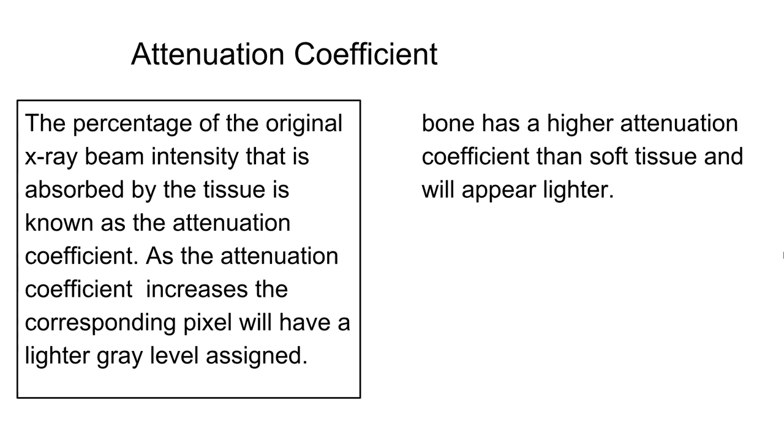Of course, we've already learned, though, that the more radiation, the more attenuation that happens, the lighter that particular pixel will be, which is why bone absorbs a lot of radiation, shows up much brighter, much whiter than soft tissue.